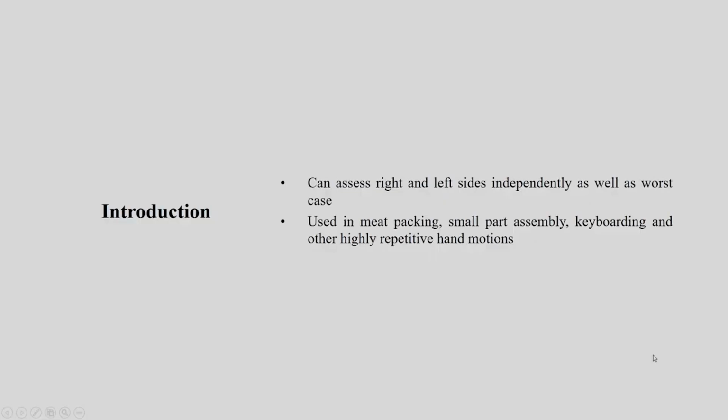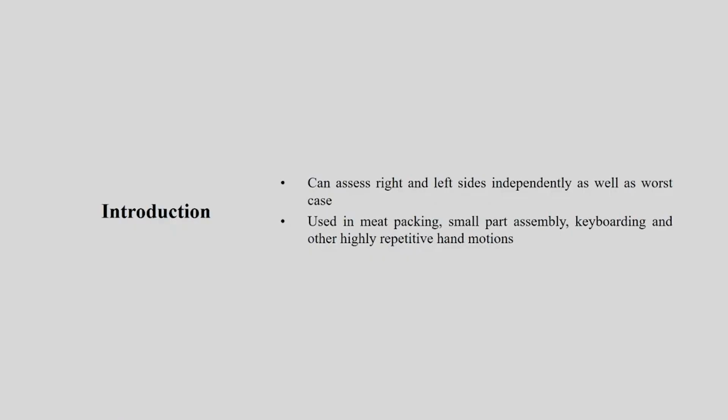So let us go into a little more detail. It can assess the right and left side independently, as well as the worst case. So suppose you are doing the analysis and both hands are similarly working, still if you want you can do the right analysis separately and the left analysis separately, or you can choose which part you would like to analyze. As I mentioned for RULA and REBA, in many cases we take the dominant hand for our analysis. That also you can do, or you can do both hands separately.